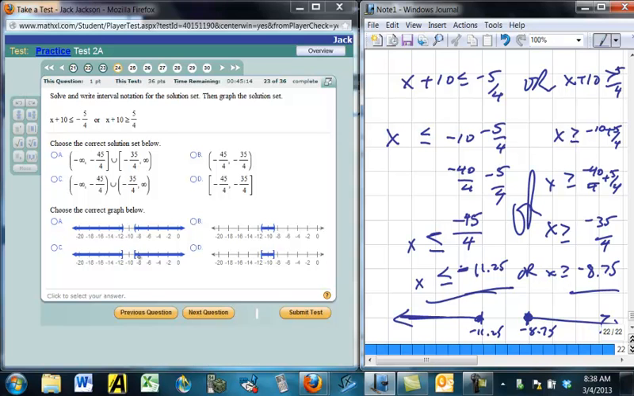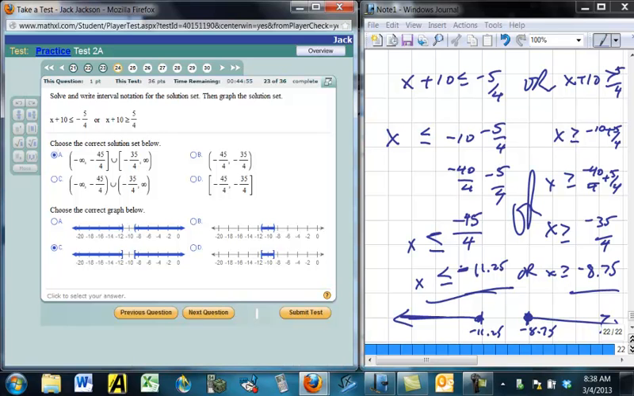Yeah, looks like this one's in the right place there. And so this is from negative infinity to negative 45/4 including, union negative 35/4 to infinity. It looks like A is correct there.